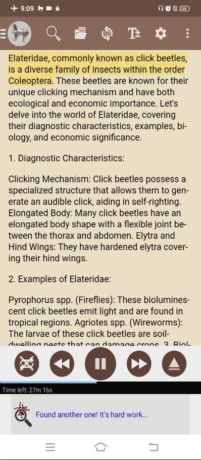Elateridae, commonly known as click beetles, is a diverse family of insects within the order Coleoptera. These beetles are known for their unique clicking mechanism and have both ecological and economic importance. Let's delve into the world of Elateridae, covering their diagnostic characteristics, examples, biology, and economic significance.